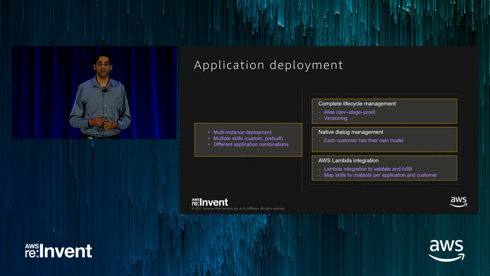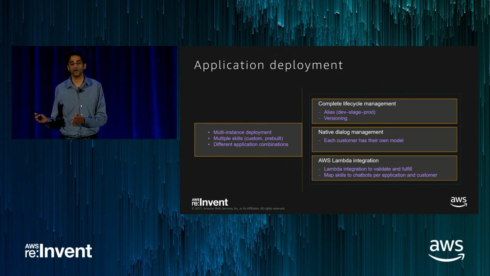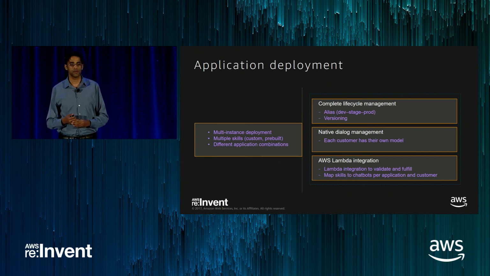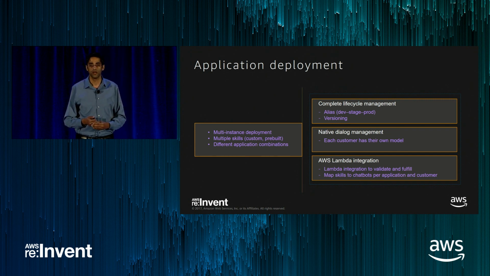Native dialog management. The requirement from Infor was they wanted to build custom bots for each of their customers. They should have the ability to do that. And with dialog management, you can define your own set of utterances, your own slots, and have your own model. So it was possible to do that at scale. And finally, the Lambda integration. So Lex natively supports AWS Lambda integration, and Manju described how this can be used for fulfillment. You can also use it for validation at every turn of the conversation.